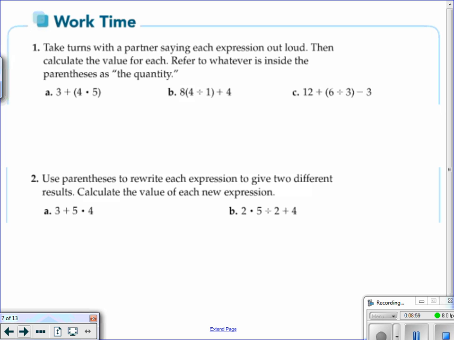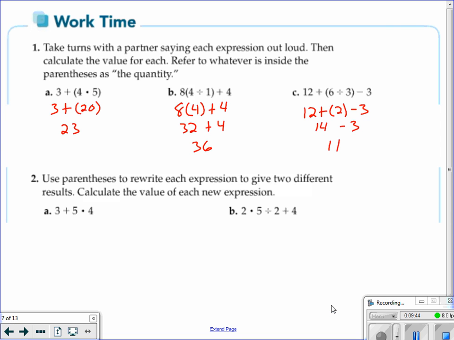Okay, moving on to some work here. You can practice saying these out loud. Letter A would be 3 plus the quantity 4 times 5. So when we work that out, we would have to do the parentheses first. So I'd have 3 plus 20, because 4 times 5 is 20, and 3 plus 20 would be 23. Okay, so you can go ahead, pause the video right now, work those out, practice saying them, and check them to make sure that you get them correct.